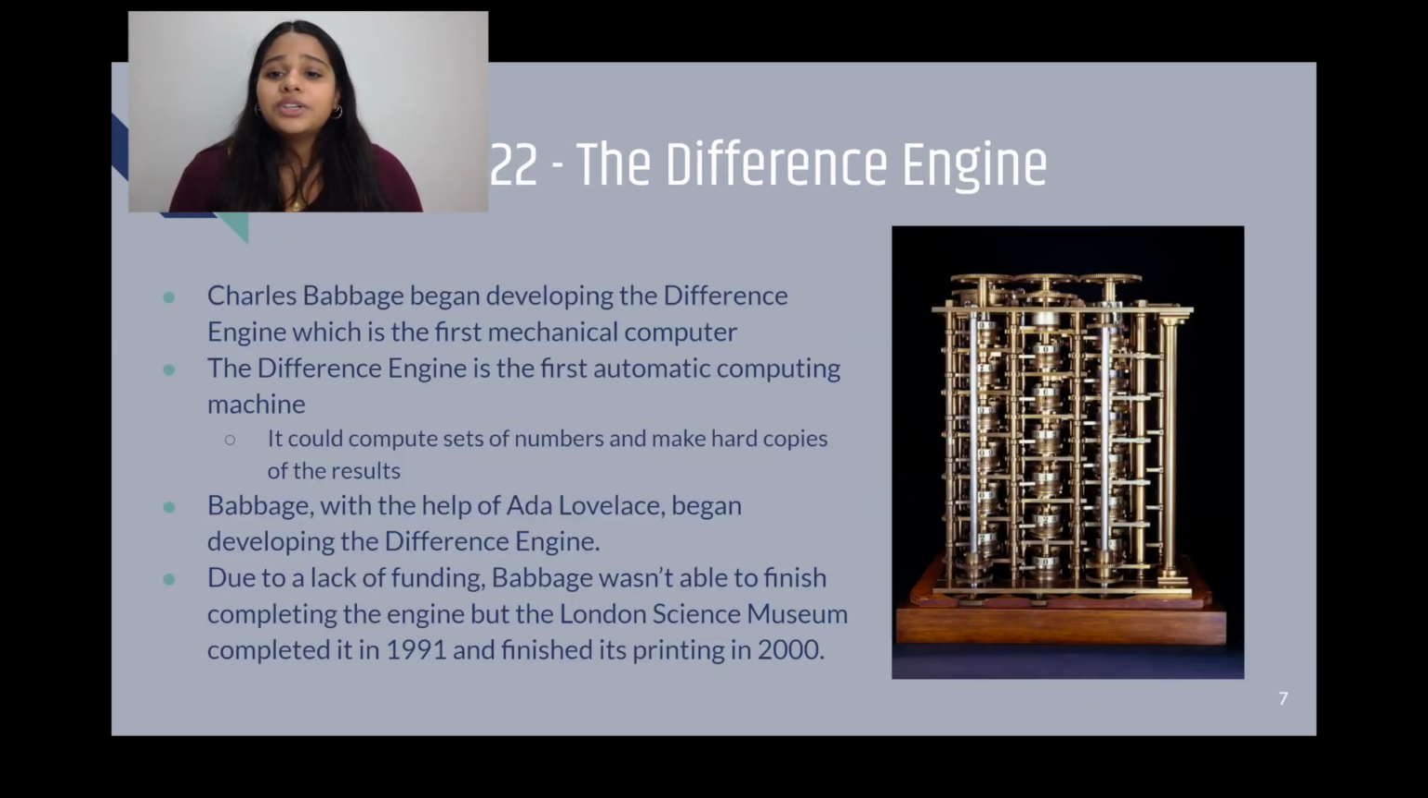Later on, about 200 years later, we have the difference engine by Charles Babbage. This is the first automatic computing machine. It can take sets of numbers, compute them, and then print out the results. Babbage created this with the help of Ada Lovelace, like I mentioned before, the first computer programmer. Unfortunately, due to a lack of funding, Babbage couldn't complete this, and the London Science Museum completed it in 1991 and finished it in 2000.